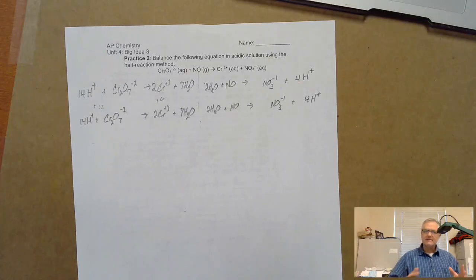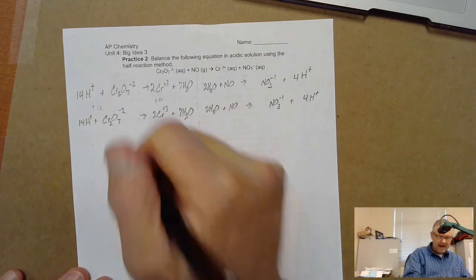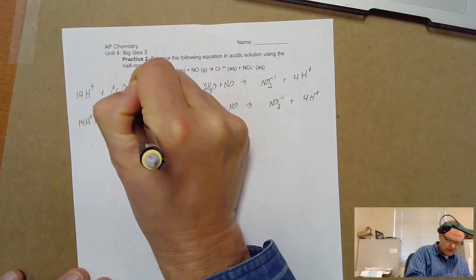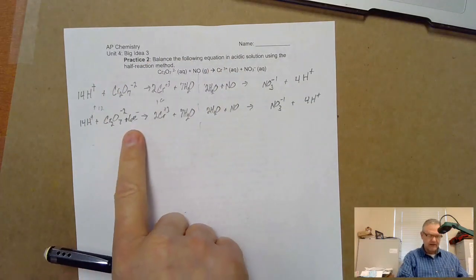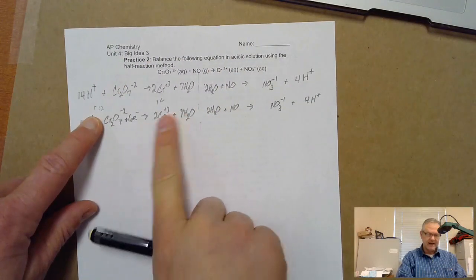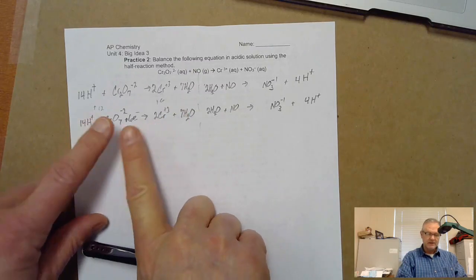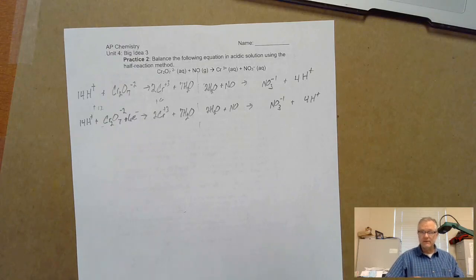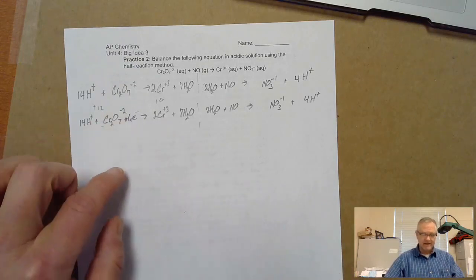We don't have to take this all the way back to 0. We have to get the charges on both sides to be even. So if I add right here 6 electrons, then that now gives me a positive 6 on this side and a positive 6 on this side. So this one is going to be balanced. So remember, it doesn't have to go all the way back to 0. It just has to be the same on both sides.